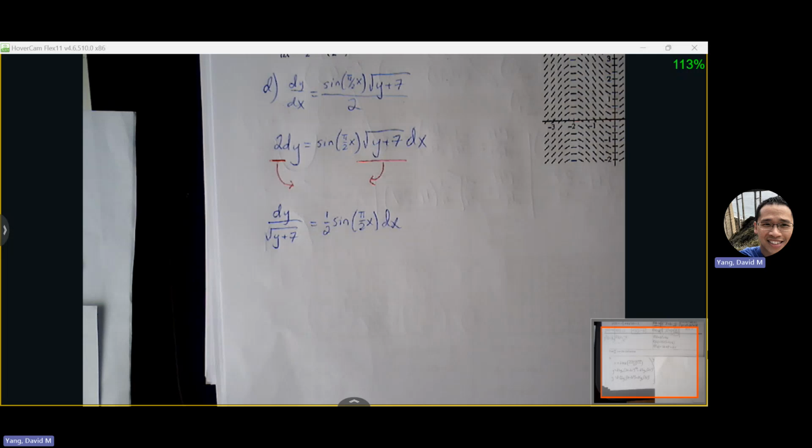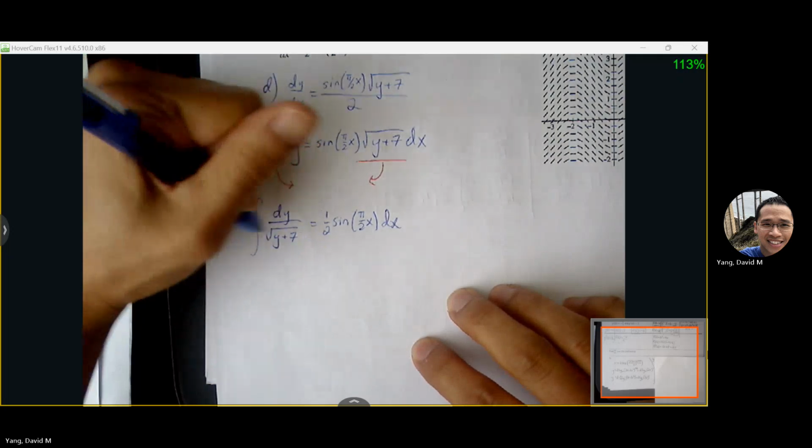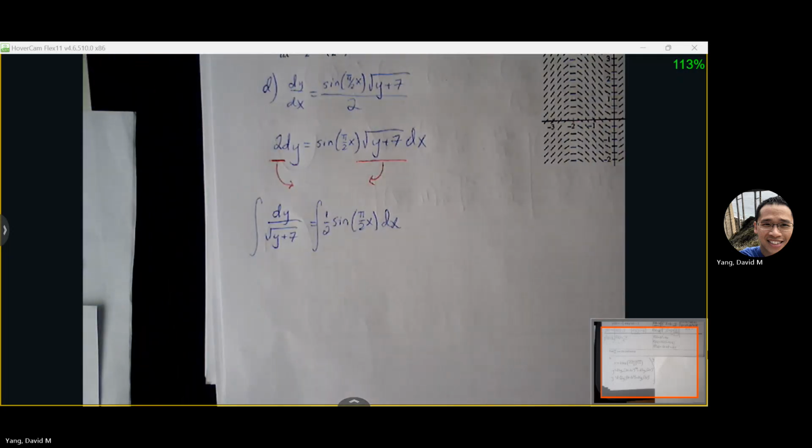I need to use substitution on both sides of my differential equation here. For which one? For root y plus 7. Well, if we don't, then what rule would you use to take the antiderivative? Can you just do power rule on y plus 7, and then make it y plus 7 to the negative half power, like this?